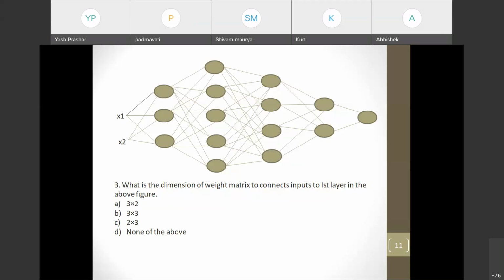D, ma'am, none of the above. Okay. I think 2 cross 3. Let's wait for 2 more options from students. 2 cross 3, ma'am. Okay, so the answer is this: 3 cross 2. Can anyone tell me why it should be 3 cross 2? Why not 2 cross 3?